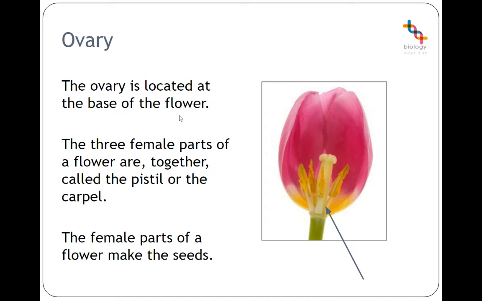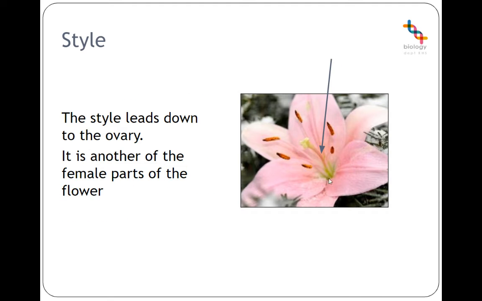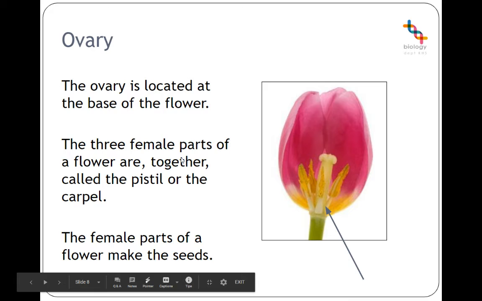The ovary is the third part. It's located at the very base of the flower. So you have to go all the way in past the style and the stigma to get to the ovary. This is where the female gametes, the eggs, are stored. Together, the three female parts can be called the pistil or the carpel.